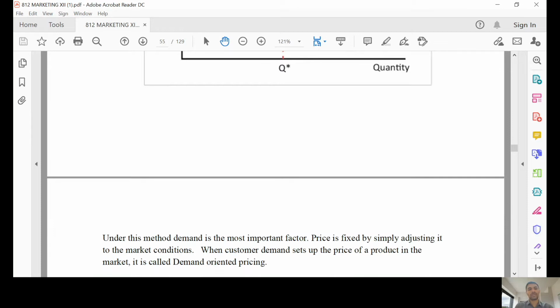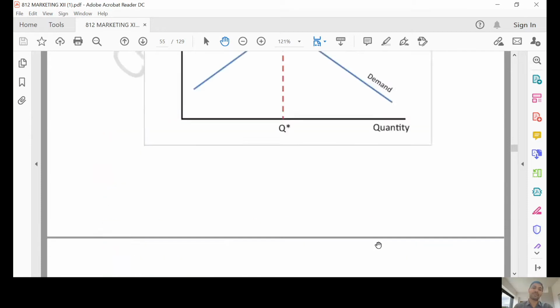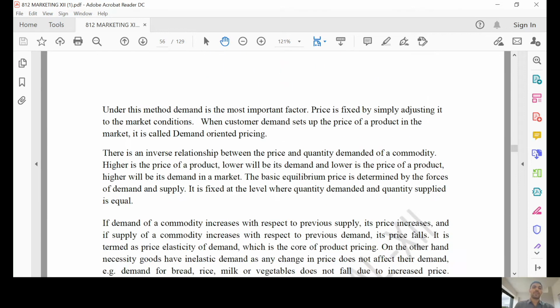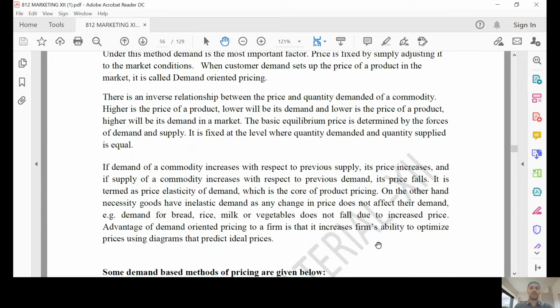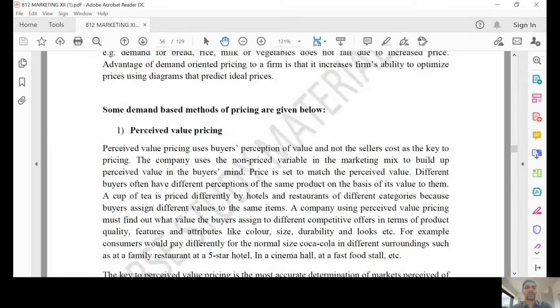So demand is more, we can sell at higher price. Suppose if we are increasing the price, what will happen? The demand will reduce, isn't it? If you are reducing the price, demand will increase. That is the general principle. There may be exceptions. What are the different methods of demand-oriented pricing?